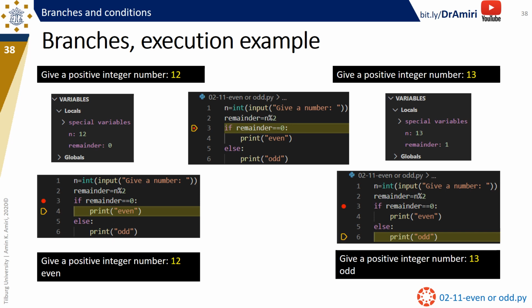So in the first case, in the case of 12, since the remainder is 0, as you can see in the RAM, even will be printed. However, in the case of 13, since the remainder is 1, the condition in the if clause returns false. Therefore, the else clause will be activated and the code that is part of the else clause will be executed.